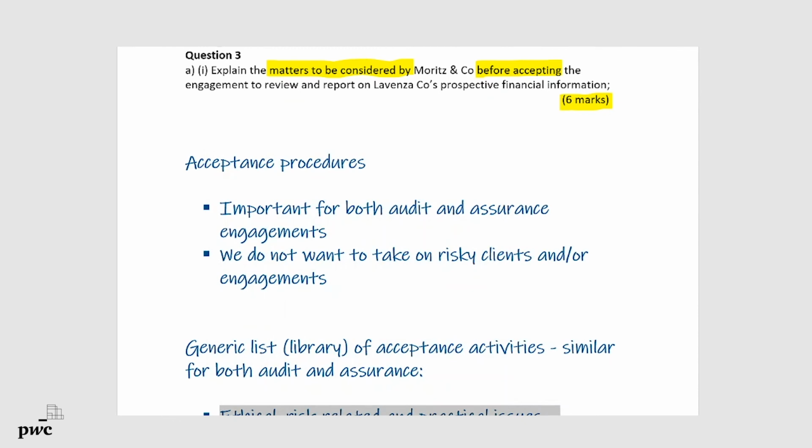The examiner's report for the March 2020 sitting states that question 3 was handled quite well by the students. Maybe it is because it contains 3 areas of the AAA syllabus which are quite popular and frequently examined. And it is acceptance of the engagement, procedures on cash flow forecast, and an ethical scenario. Let's first have a look at requirement A, its first part, which asks us to explain the matters to be considered before accepting the engagement for prospective financial information of Lavenza Company.